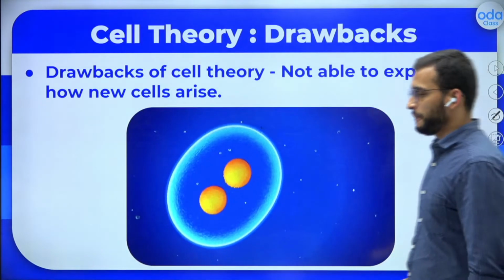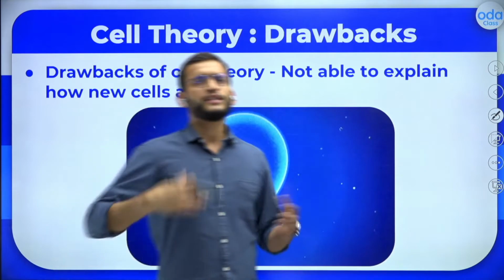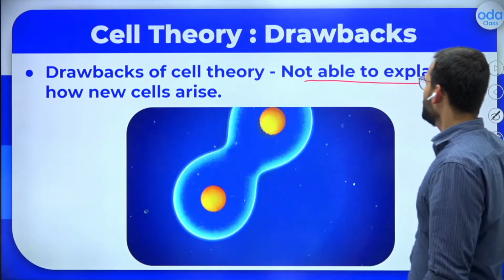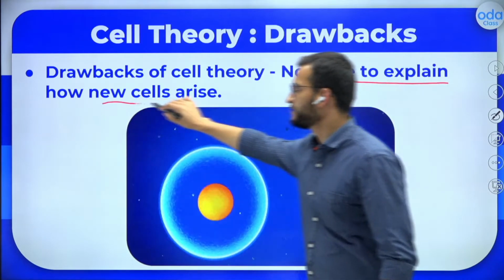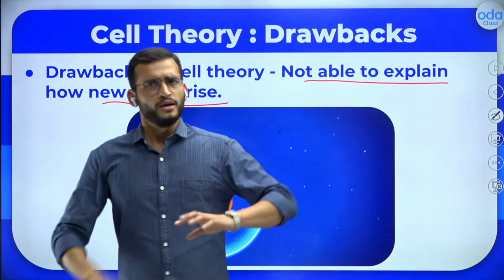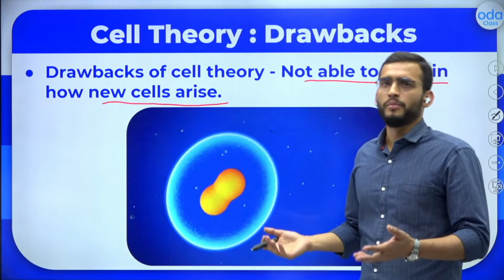Let us move forward. Now, there were certain drawbacks of the cell theory. What were the drawbacks? It was not able to explain how new cells arise. At that point of time, neither Schwann nor Schleiden was able to explain how the new cells were forming.